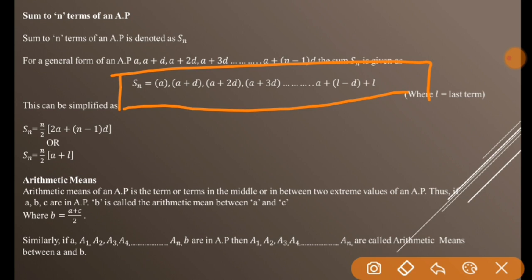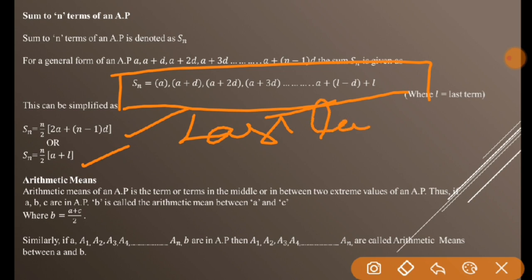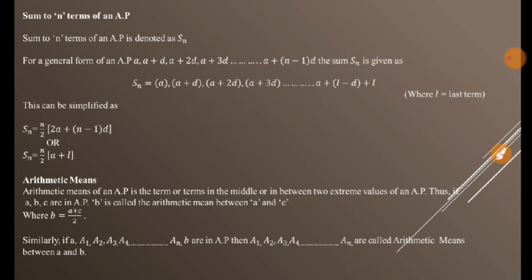Lastly, we have the formula with A plus L, where L is the last term, and we are using two different formulas to find out the sum of n terms. The first formula is used when they have not given information about the last term. If they have given information about the last term, we directly use the second formula. Here also A is the first term, n is the number of terms, D is the common difference, Sn is the sum.